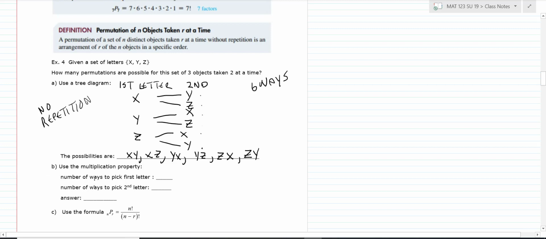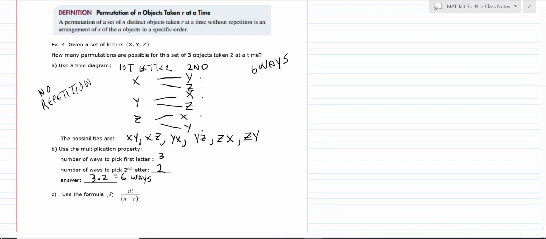So what we're going to do is look at how you could do this without tree diagrams. Tree diagrams help you understand concepts, but if I did this problem with 20 objects taken 7 at a time, there's no way in the world you'd want to do a tree diagram. That's ridiculous. So how many ways are there to pick the first letter? 3. How about the second letter? Right, there's only 2 left over. So you have 3 times 2, which gives 6 ways. We get the same answer.